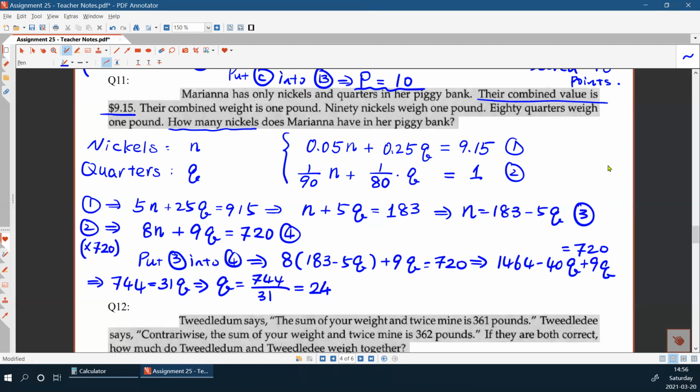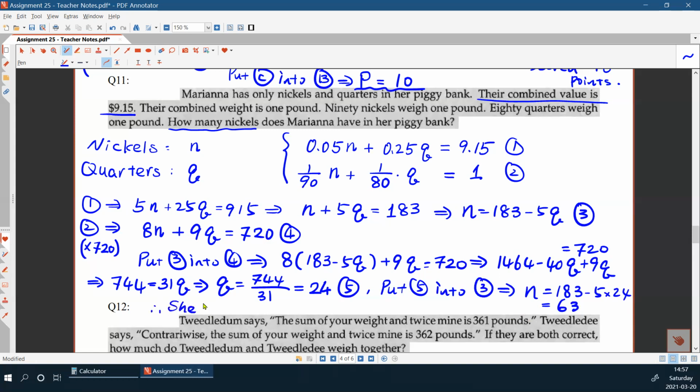Are we done yet? That depends on the question. It asks how many nickels Mariana has, so we need to solve for n as well. Let's label this with 5. Then we can put 5 into number 3. Then you will get n is 183 minus 5 times 24, which is 63.